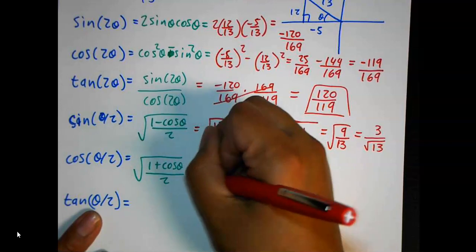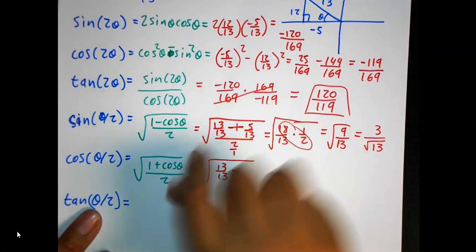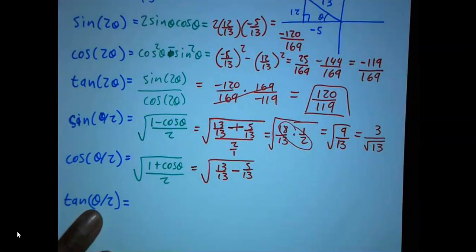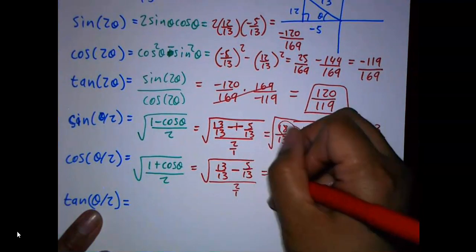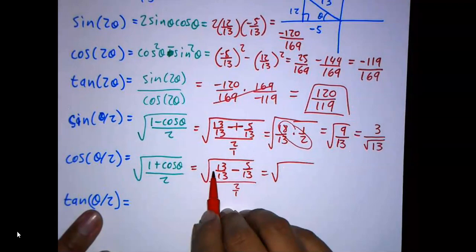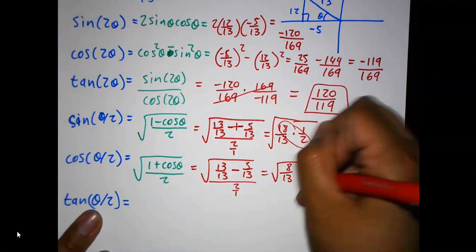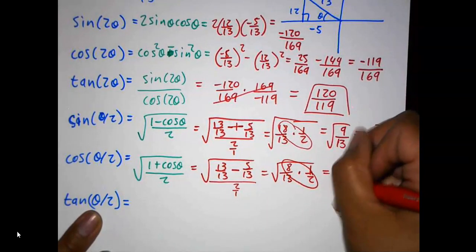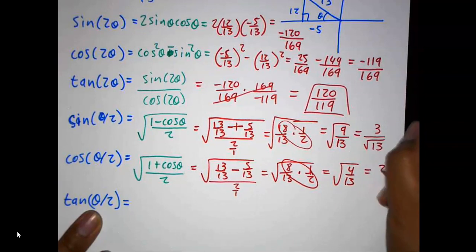On this other case, I still have 13 over 13, but now it's a plus sign, but cosine is negative 5 over 13. Okay, so super similar. But now it's 13 minus 5. 13 minus 5 is 8. And if I copy, change, flip, 8 divided by 2 is 4. Well, the square root of 4 is 2.